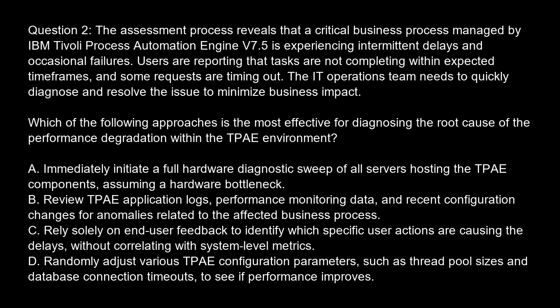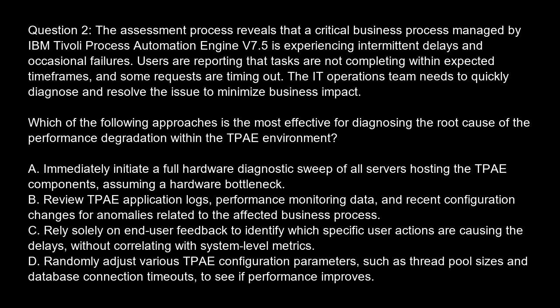Question 2. The assessment process reveals that a critical business process managed by IBM Tivoli Process Automation Engine V7.5 is experiencing intermittent delays and occasional failures. Users are reporting that tasks are not completing within expected timeframes, and some requests are timing out. The IT operations team needs to quickly diagnose and resolve the issue to minimize business impact.